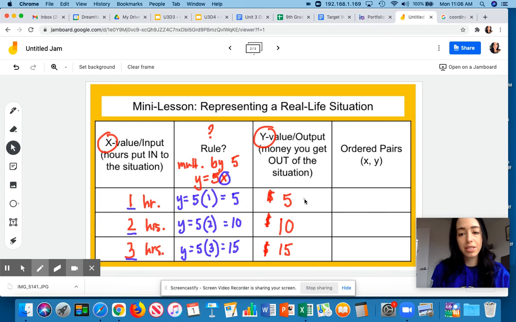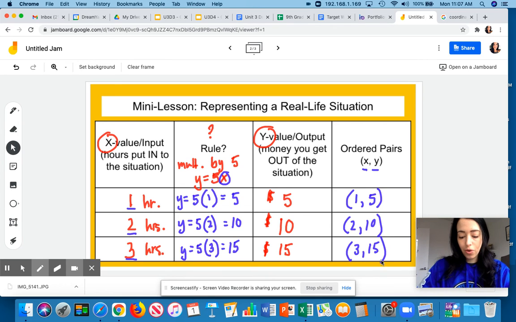How I'm turning this into ordered pairs, I'm going to take my x value first, comma, my y value second. So for 1 hour, I make $5. For 2 hours, I make $10. And for 3 hours, I make $15.